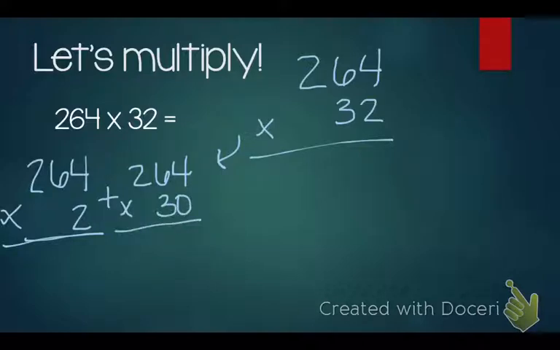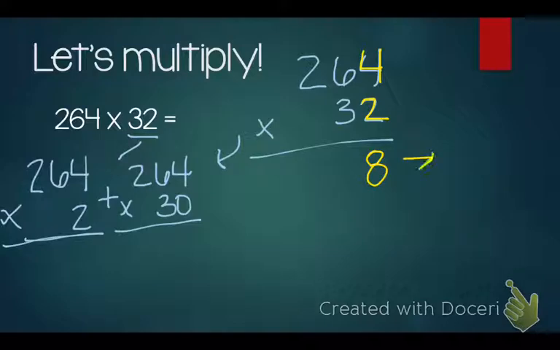All I did was I took this 32 and I broke it down into 2 and 30. 2 plus 30, which is 32. So when I multiply these numbers, just like in the last example, I'm going to start with the numbers that are in the ones place. So I'm going to multiply 4 times 2, which gives me 8. And I'm going to keep it in the ones place.